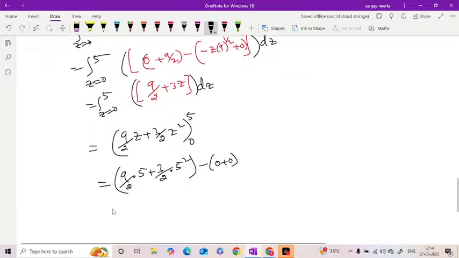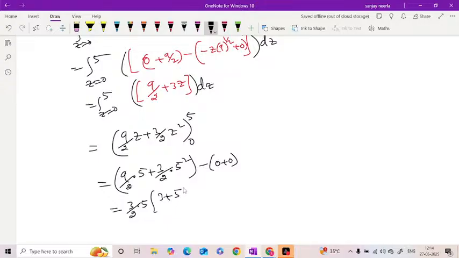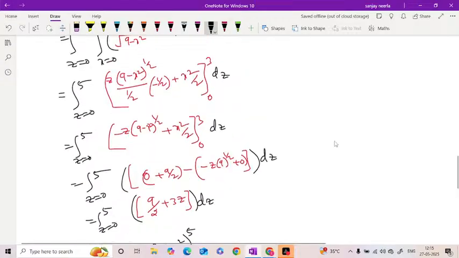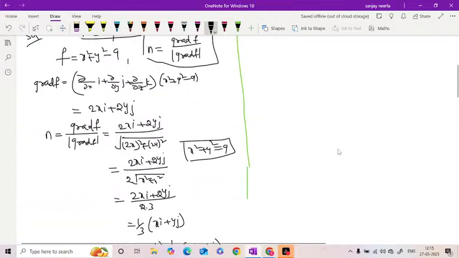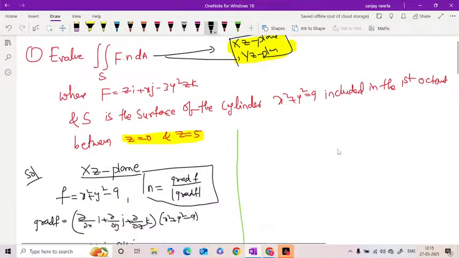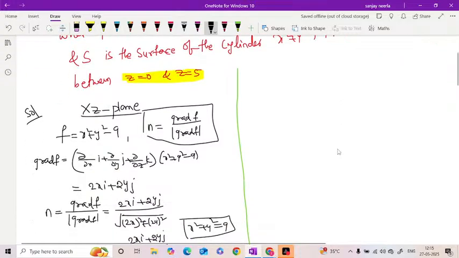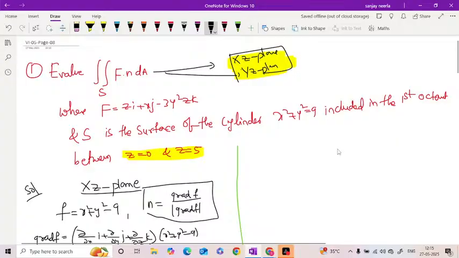In this one, 3 by 2 into 5 is common. Then the rest is 3 plus, here we'll get the 5. So 3 by 2 into 5 into 8. So 3 into 5 into 4, here we'll get 20. So 60 is the result. Okay, so this is the first approach. Now the same problem we will solve in the second approach also.